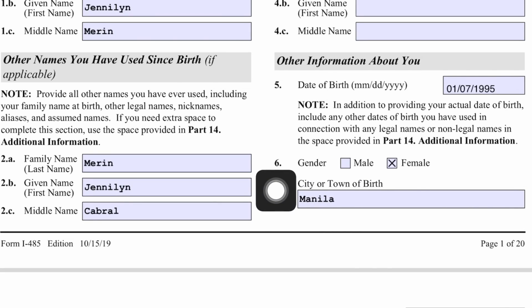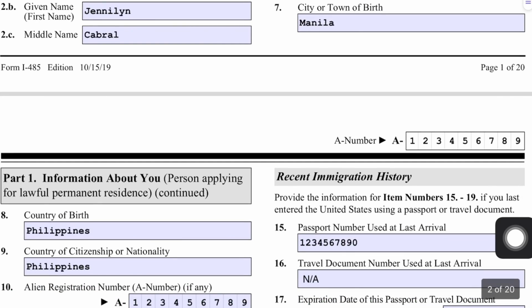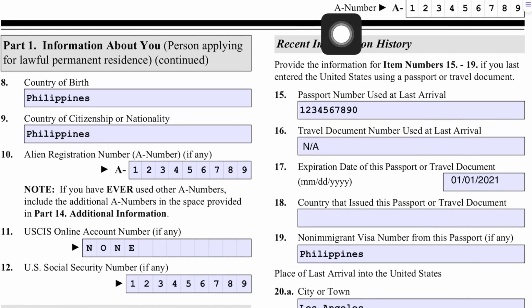So number 6, gender, female. Number 7, city or town of birth, Manila. So put your city or town of birth right here. So don't forget, all the pages have the alien number. Put your alien number right here. All the pages have it. So number 8, country of birth, Philippines. Number 9, country of citizenship, Philippines. So number 10, alien registration number.